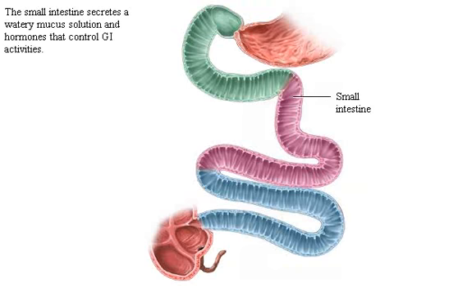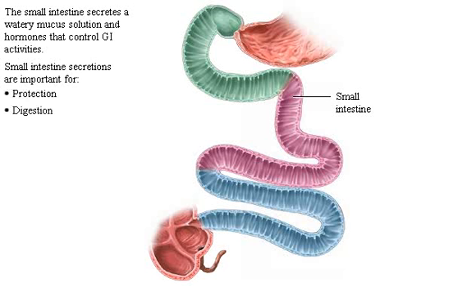The small intestine secretes a watery mucus solution and hormones that control GI activities. Small intestine secretions are important for protection, digestion, and control. Click Protection to learn more.